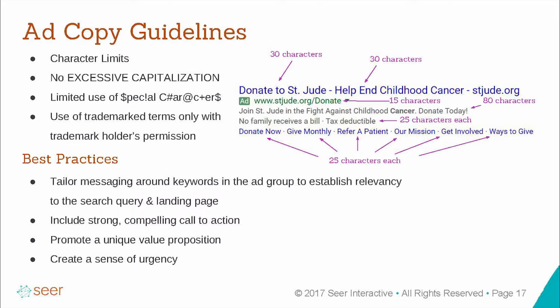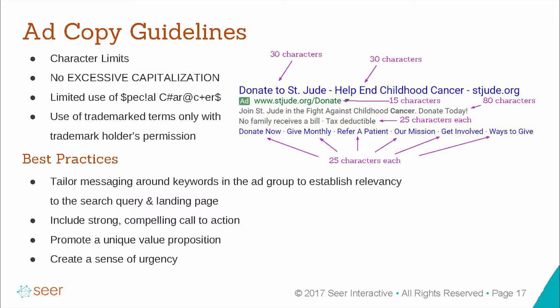So here are the guidelines that I just talked about. There are character limits. So the description lines can each be up to 30 characters. And all of these, by the way, as you're typing them into Google, Google won't let you complete or run an ad until your ad is within those guidelines. So if you use a 31 character headline, Google won't let you run it until you make it 30. So each of those are 30 characters.